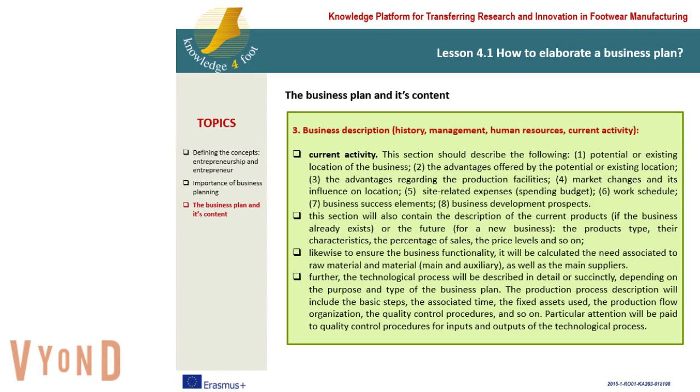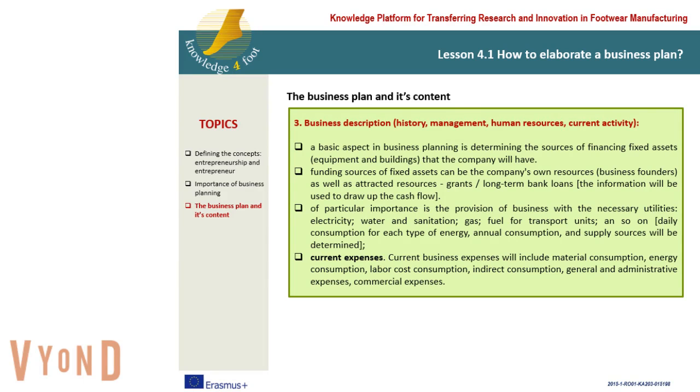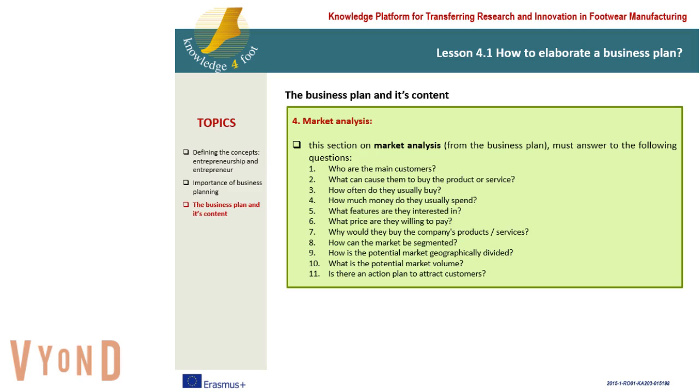8. Business development prospects. The technological process will be described in detail or succinctly, depending on the purpose and type of the business plan. The production process description will include the basic steps, the associated time, the fixed assets used, the production flow organization, the quality control procedures, and so on. Particular attention will be paid to quality control procedures for inputs and outputs of the technological process. Business description. Current business expenses will include material consumption, energy consumption, labor cost consumption, indirect consumption, general and administrative expenses, commercial expenses.